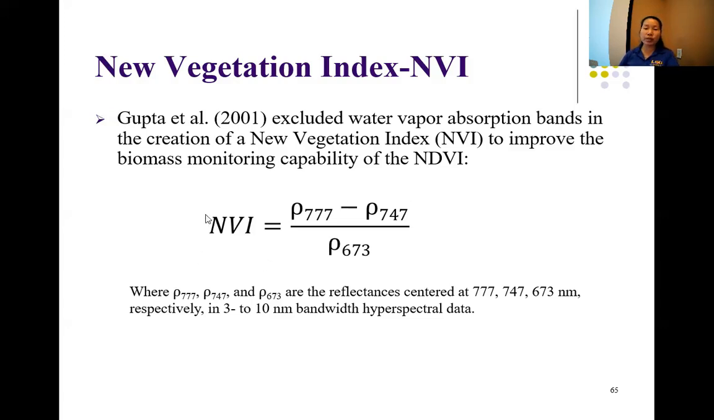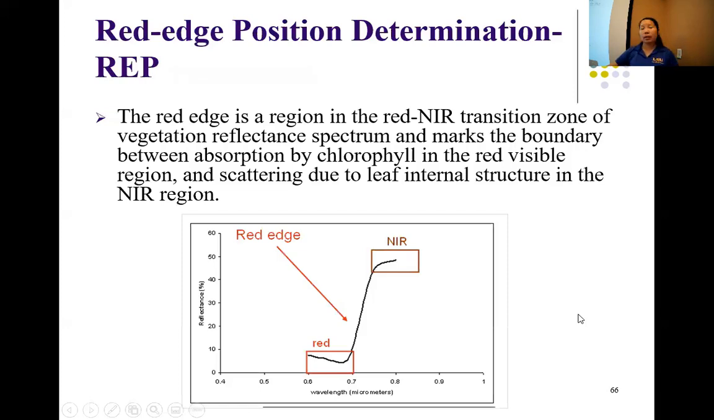Therefore, they use the bands at 707, 777, 747, and 673 nanometer as the band set for the calculation. So that's the new vegetation index. Again, this method is limited to those kinds of data sets that have these special bands. Okay, so if you work with this kind of data set, you can try this one.